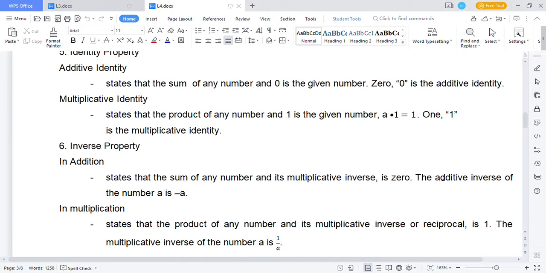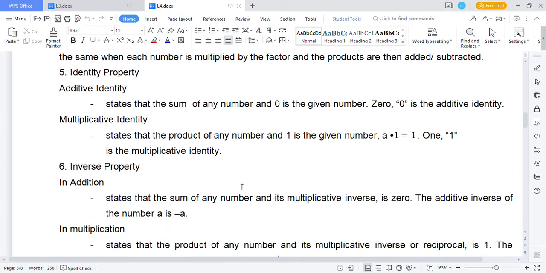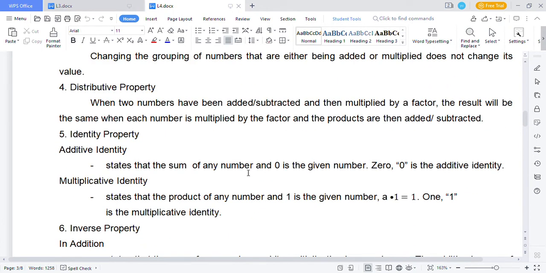Next. Okay, so the fifth one is what we call the identity property. So, we have the additive identity and the multiplicative identity. So, when we say additive identity, it states that the sum of any number and 0 is the given number. So, 0 is the additive identity. Kung may ka na identity, bisan unsay number na imo i-plus ana, the answer will always be that number.